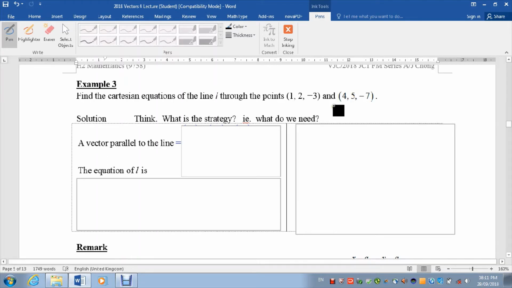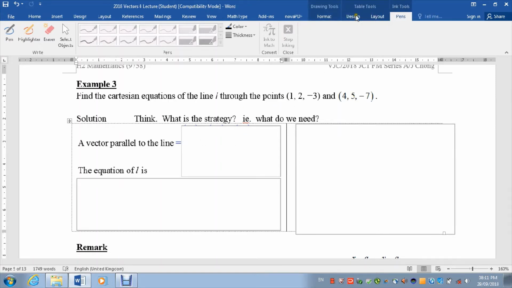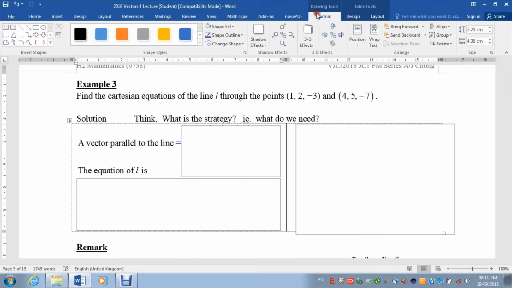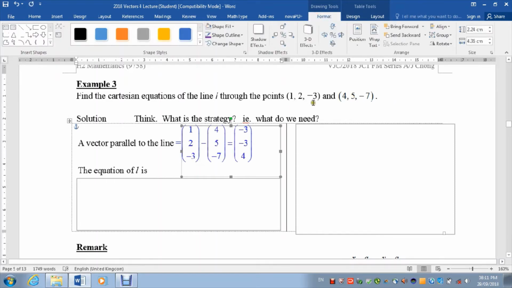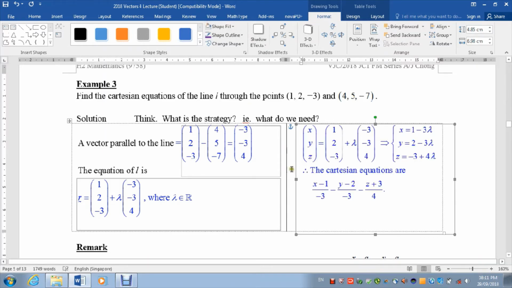Now, it passes through these 2 points, so to find the vector that is parallel to the line, I just need to do this. Take these 2 vectors, subtract each other, and you get the direction, a vector that's parallel to the line. So if you're not confident to immediately change to the Cartesian form, you can actually write it in a vector form first, and then you convert it into the Cartesian form.